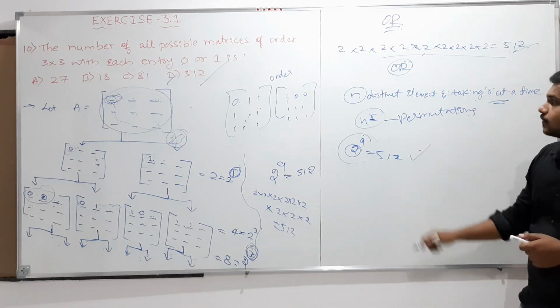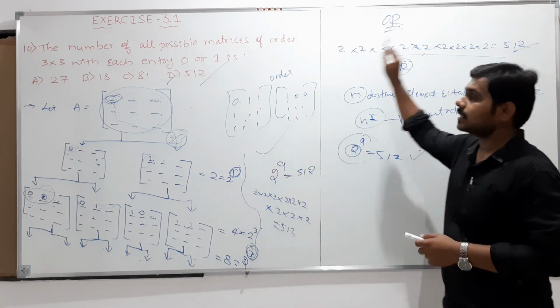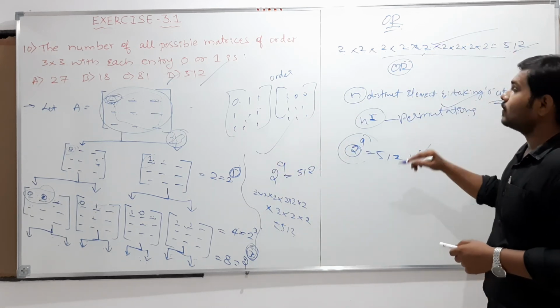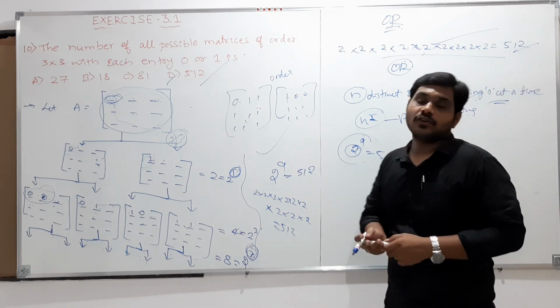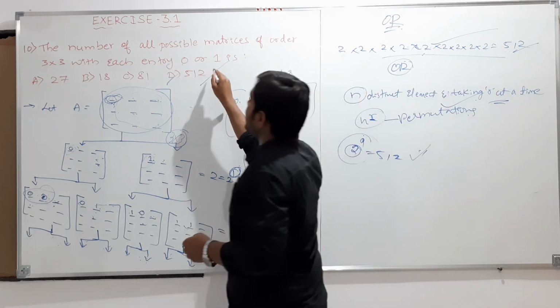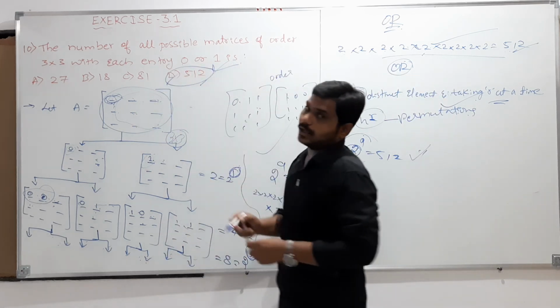So therefore, either you can use this method, or this method, or this method. Whichever is convenient for you, you can use that one. And therefore for this, the answer is 512.